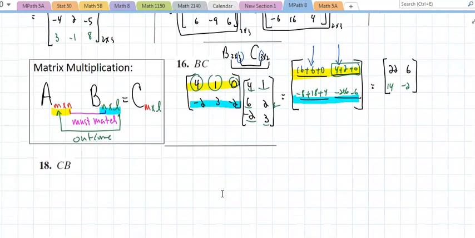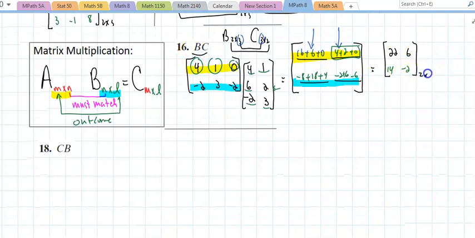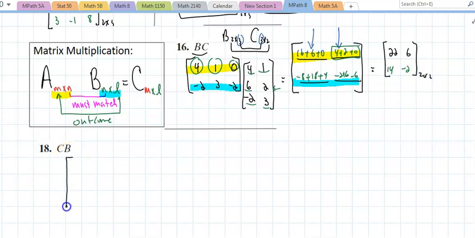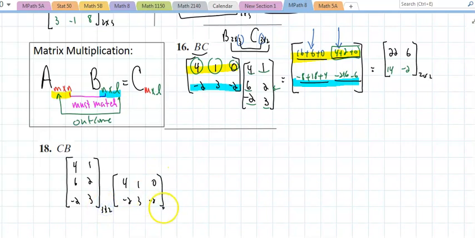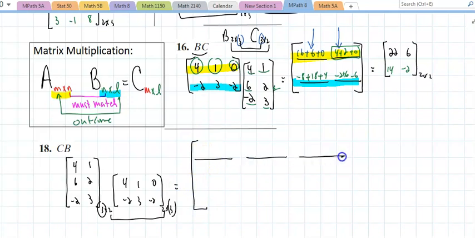How about CB? Notice what BC is. BC is a 2 by 2. How about CB? How about if I put C first? C is 4, 6, negative 2, a 1, a 2, and a 3. And B is, you could put it anywhere you want, a 4, 1, 0, negative 2, 3, negative 2. This is a 3 by 2. This is a 2 by 3. The product is allowed. And the outcome is a 3 by 3.